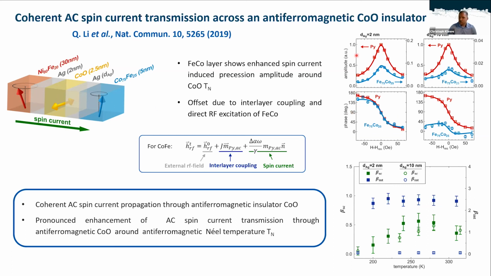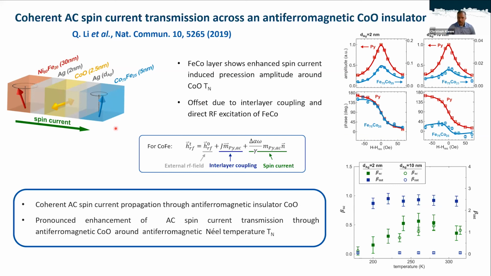And the results from this are shown here for two different thicknesses of the silver spacer layer. And here we have the amplitudes and the phases. By analyzing both the amplitude and the phase for the different layers, we were able to observe that in this structure, a coherent AC spin current is generated in the permalloy and can actually be transmitted through the cobalt oxide, the antiferromagnetic insulator, into the cobalt iron.